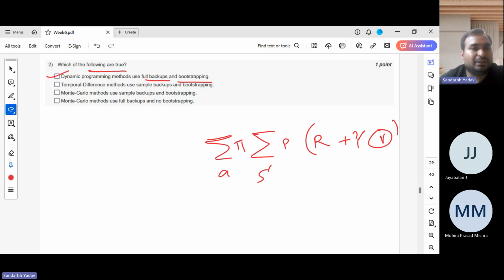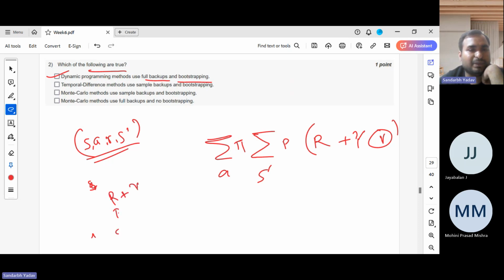So this is correct. TD methods use sample backups and bootstrapping. So in TD methods, we were not using the full backup, right? We were not doing the summation over all possible next states and actions. We were simply doing one transition S, A, R and S dash. And on the basis of that, it's sufficient to make the update. But we were doing bootstrapping also because this target, if we were using a one step target, then it's R plus gamma times, where we were substituting the value of the next state. So we were doing bootstrapping. So TD methods use sample backups and bootstrapping. This is true.